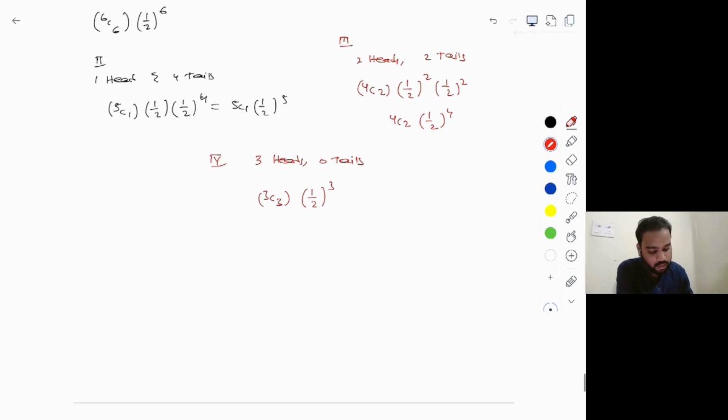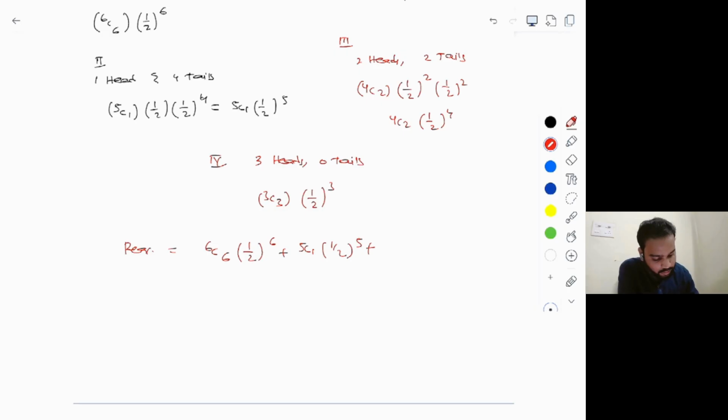Now our required answer is the sum of all these cases, right? So required is equal to 6C6 multiplied by (1 by 2) whole power 6, plus the second case, 5C1 multiplied by (1 by 2) whole power 5, plus the third case, 4C2 multiplied by (1 by 2) whole power 4, plus the fourth case, 3C3 multiplied by (1 by 2) whole to the power of 3.